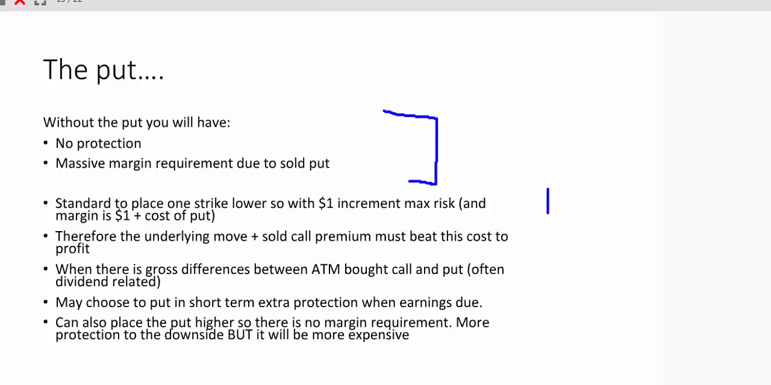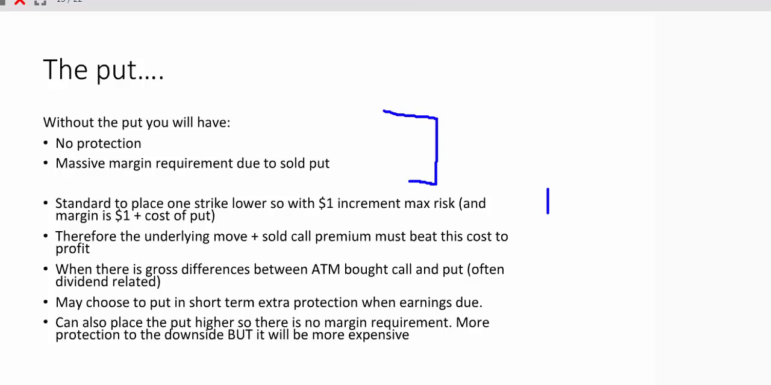So neither of those is a desirable situation. So more often than not, we put a put one strike lower. So that gives us essentially a $1 in most cases increment maximum risk, and therefore the margin is $1 and the cost of the put. So that's your maximum risk. If you did nothing, if you just held the position, crossed your fingers, didn't sell any sold calls, that would be the maximum risk. So what you're wanting is a move on the underlying which beats that, adding your so-called premium in, and that's where you profit.